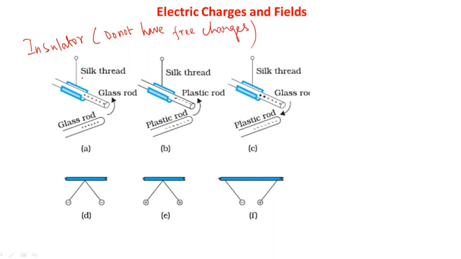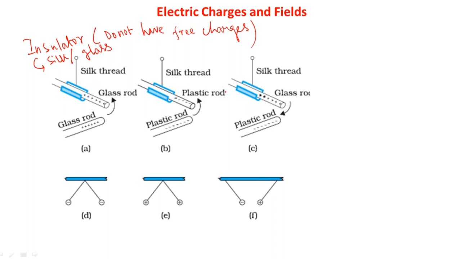So which category does silk come in? Silk comes in the insulator category. Even glass is an insulator. They do not have free charges to conduct. So when you take a silk thread and hang a glass rod, there is no conduction between the silk thread and the glass rod, because both silk and glass are insulators.